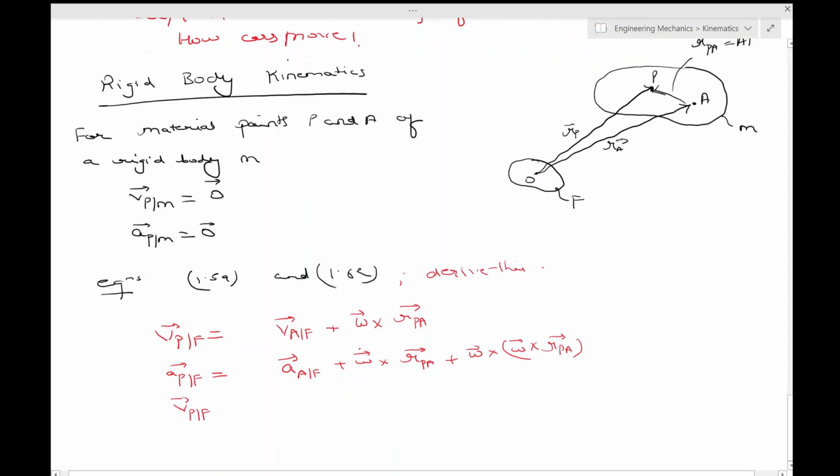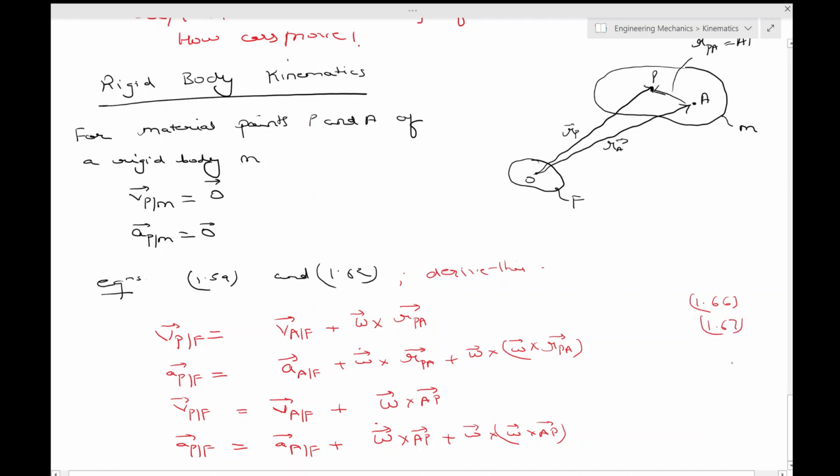Velocity of P with respect to F can be written as velocity of A with respect to F plus omega cross AP, and then the acceleration of P with respect to F is the acceleration of A with respect to F plus omega dot cross AP plus omega cross omega cross AP. So it is 1.66, 1.67, 1.68 and 1.69.